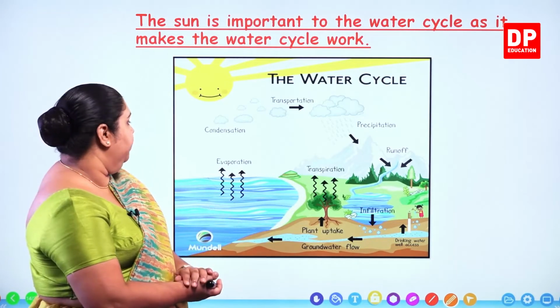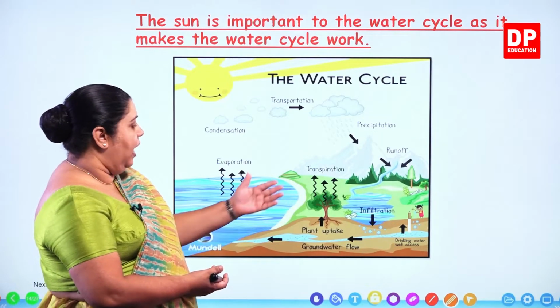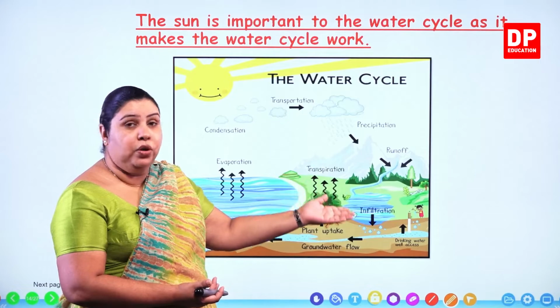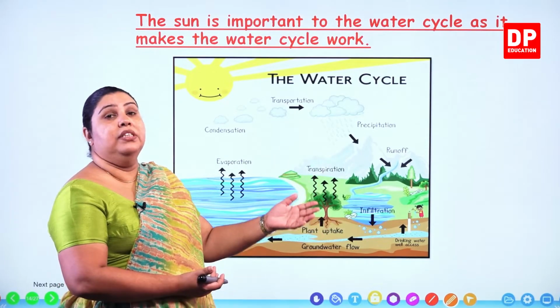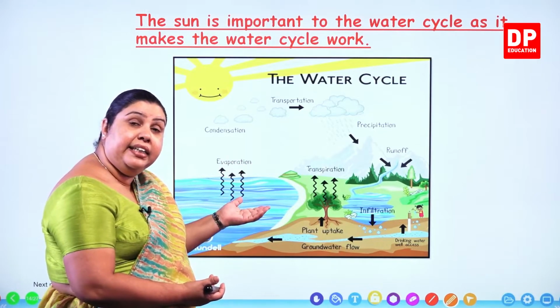Now we have water in our lakes, our rivers and in our ponds, from the waterfalls, they come into the rivers and then they get collected in the lakes.